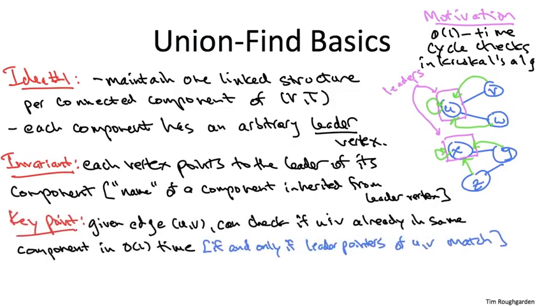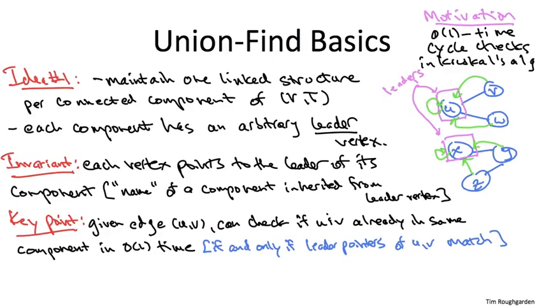Well, how do we do that? So remember that checking if adding the edge uv is going to create a cycle boils down to checking whether there's already a path between u and v. Well, there's already a path between u and v if and only if they're in the same connected component. Given two vertices u and v, how do we know if they're in the same connected component? We just follow the respective leader pointers and we see if we get to the same place.